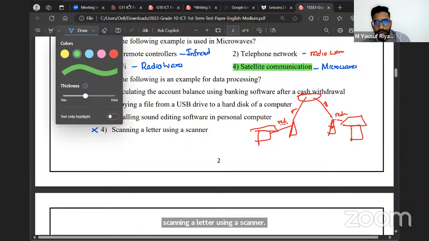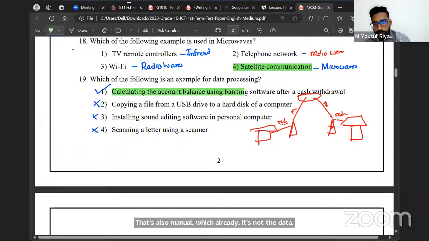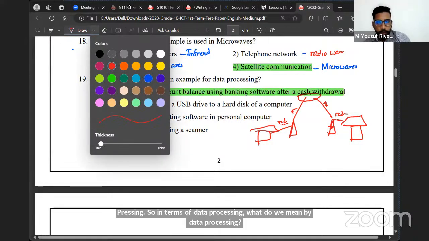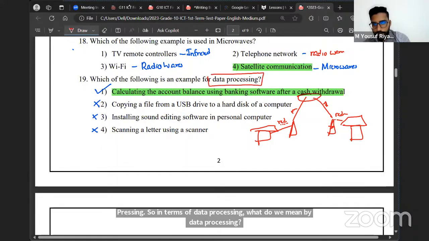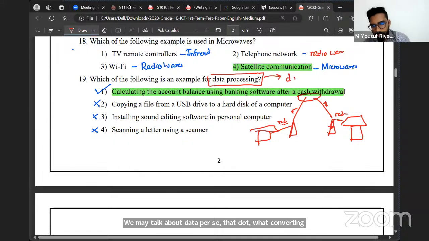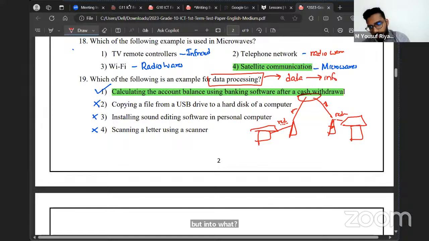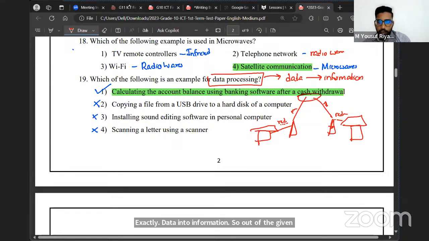So what do you mean by data processing? When we're talking about data processing, we're talking about converting what into what? Exactly, data into information. Out of the given answers, data is converted into information only in the first scenario. Any questions there?